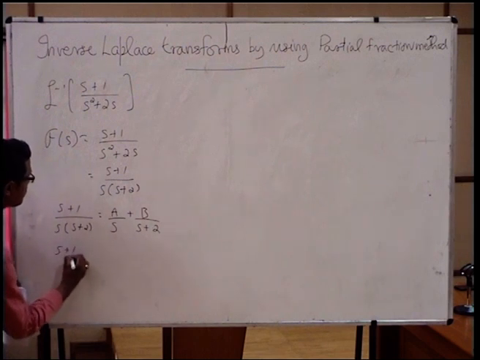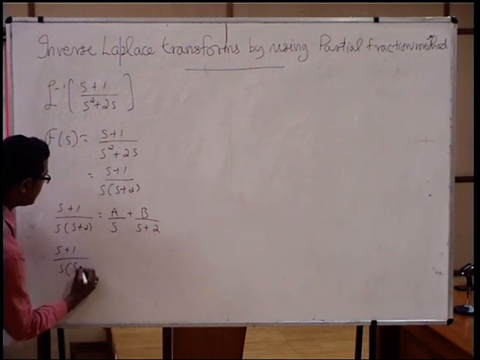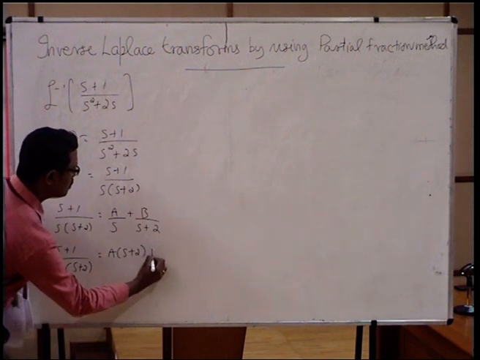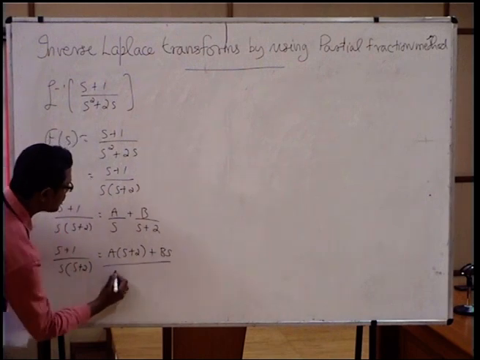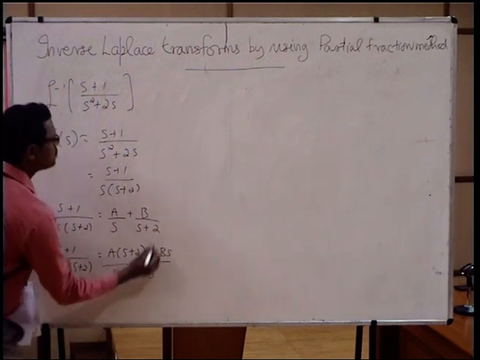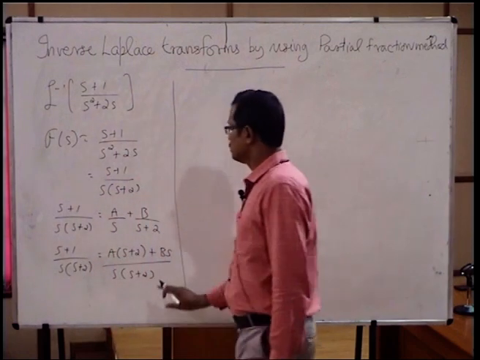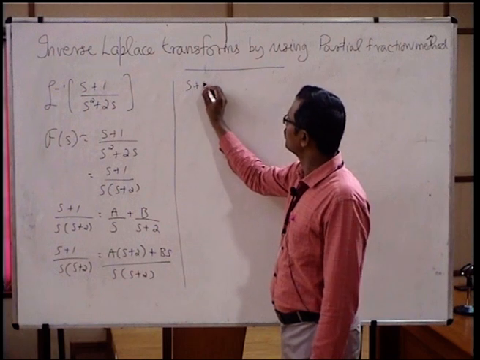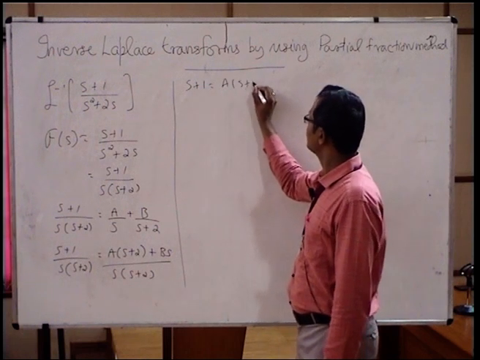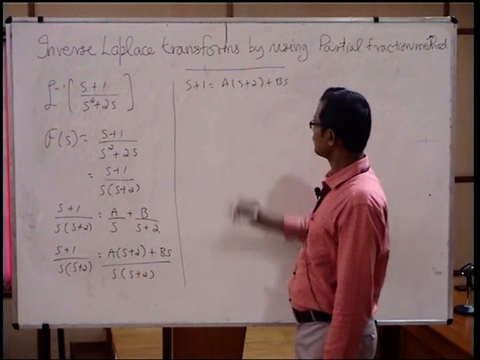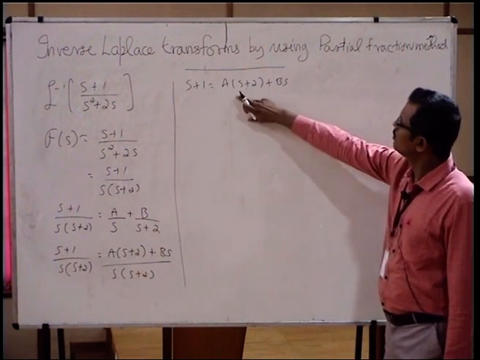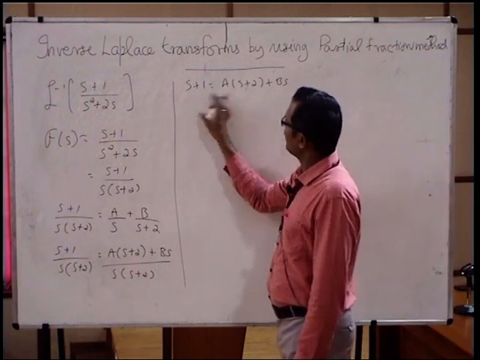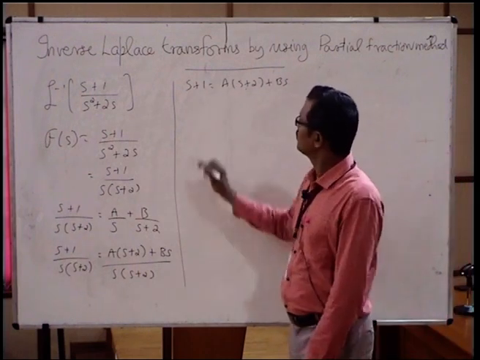So we can write (s plus 1) divided by s into (s plus 2) equal to a into (s plus 2) plus b into s, divided by s into (s plus 2). Therefore, we can equate the numerators: s plus 1 equal to a into (s plus 2) plus bs. That is, to find values of a and b, now equate like terms on both sides of this equation.